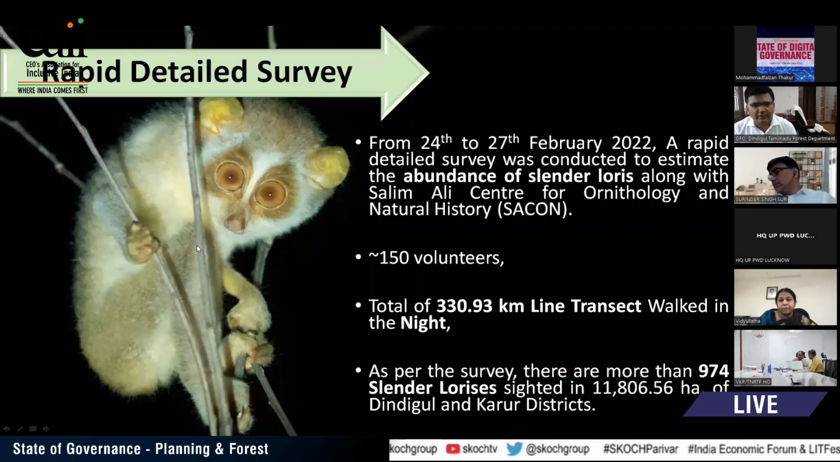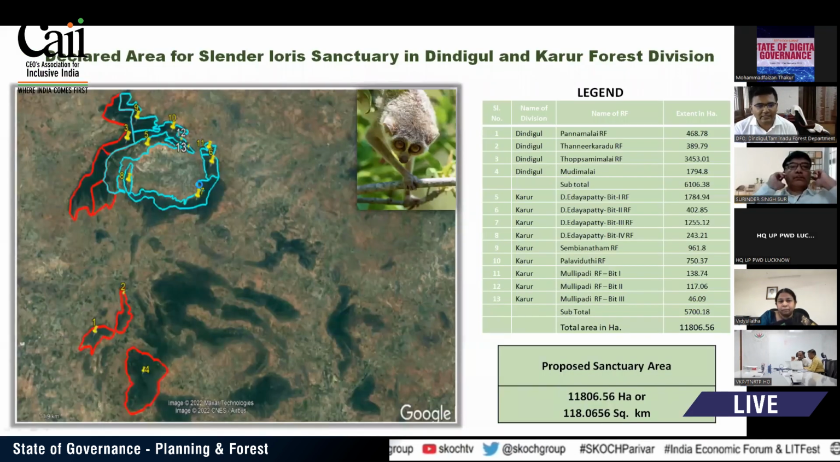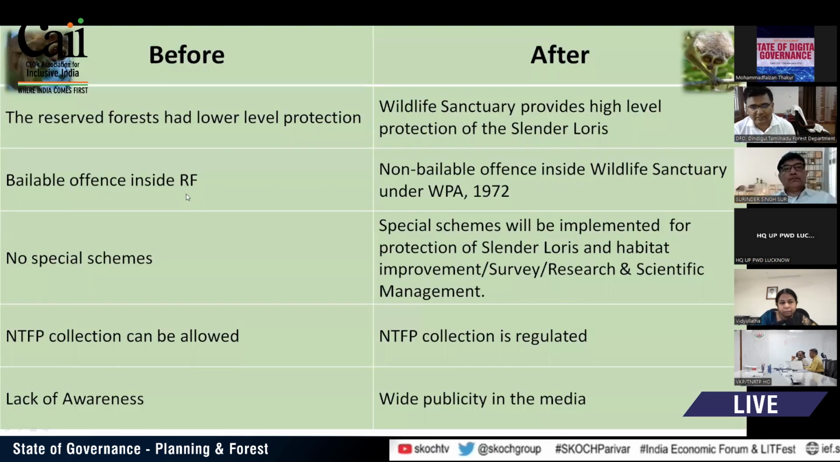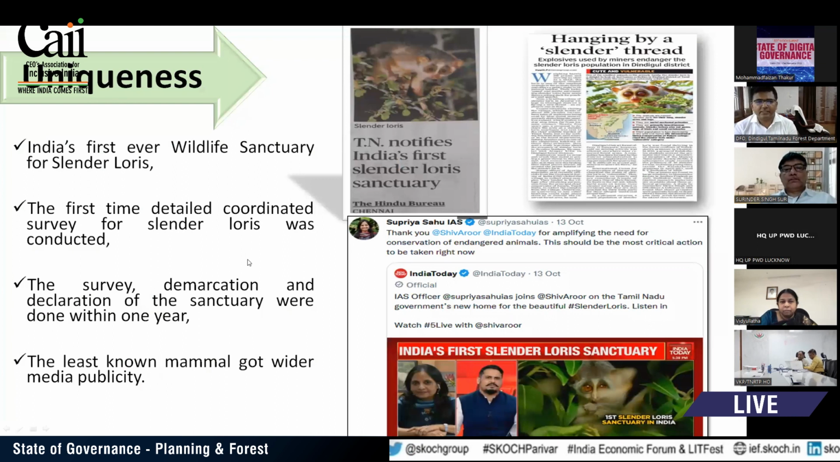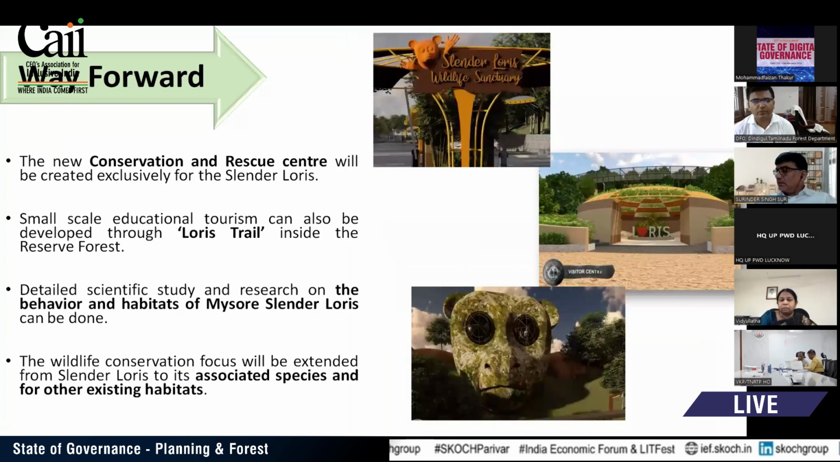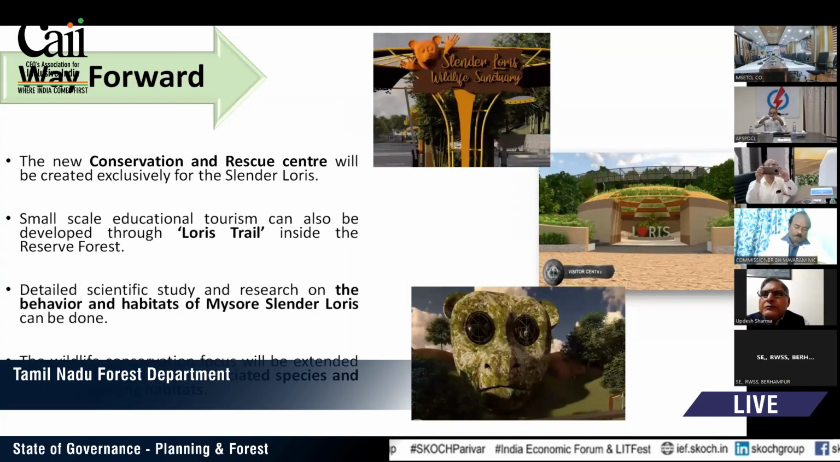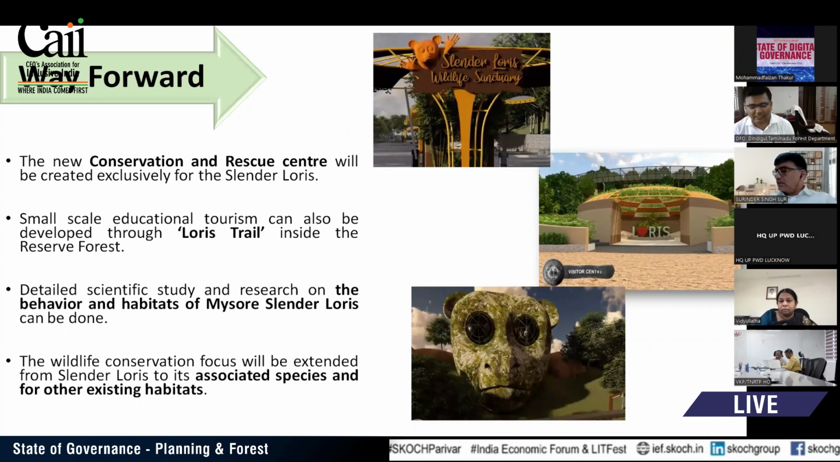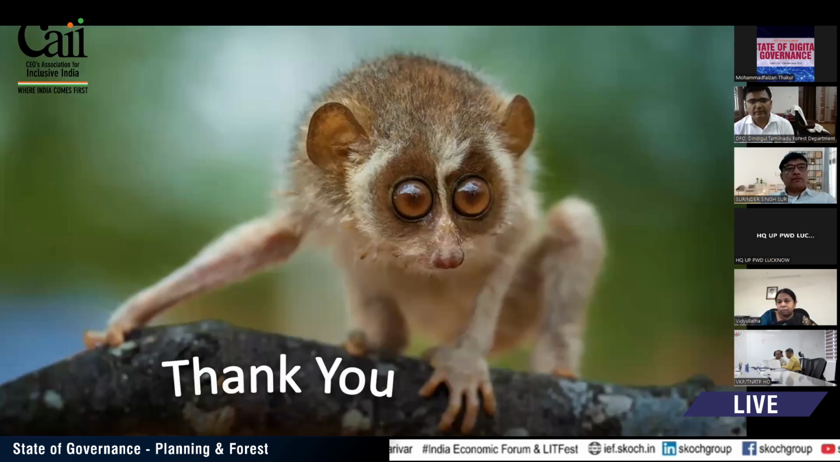Yes, due to this, finally it got declared. This sanctuary area declared is 11,806 hectares. Due to this declaration, strict wildlife provisions will be implemented. And this is the first ever wildlife sanctuary for slender lorises in this country. This will help support the associated species as well as the existing habitats of these slender lorises, and also helps a conservation and rescue center in this proposed area. Thanks for giving this opportunity. Once again, I thank, on behalf of the Tamil Nadu Forest Department, all the jury of SKOCH, our team.